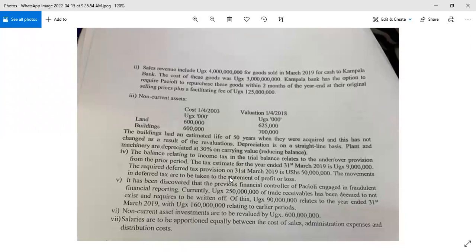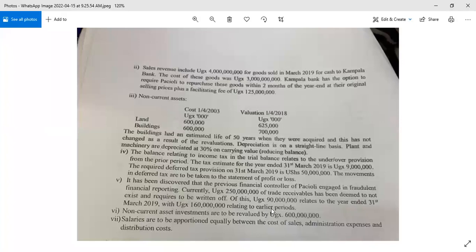Okay, so after income tax, there's another line which says it has been discovered that the previous financial controller of Pasiola engaged in fraudulent financial reporting. Currently 250 billion of trade receivables has been deemed to not exist and requires to be written off. Of this, they're saying 90 million relates to the year ended 31st March 2019, the current year, with the 160 relating to the earlier periods.